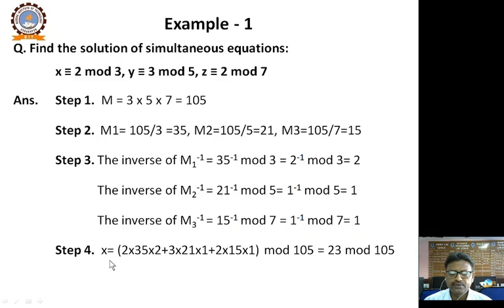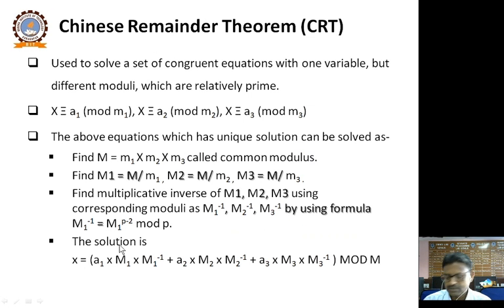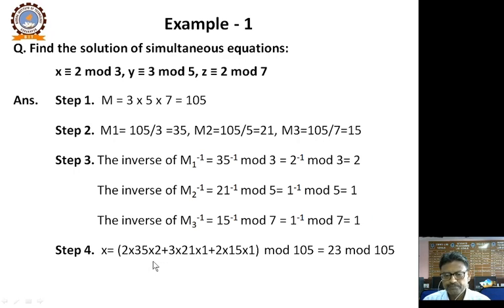So what we'll do, we'll adopt the last step, that is x is equal to a1 m1 m1 inverse and so on. So 2 into 35 into 2, 3 into 21 into 1, 2 into 15 into 1, mod capital M, that is mod 105. So whenever we are calculating, we are getting 23. So when 23 is obtained, it means 23 is the exact answer.